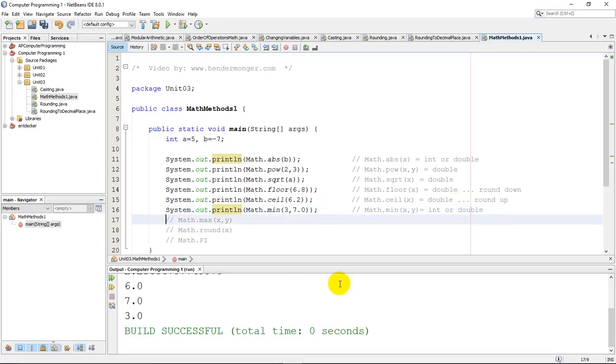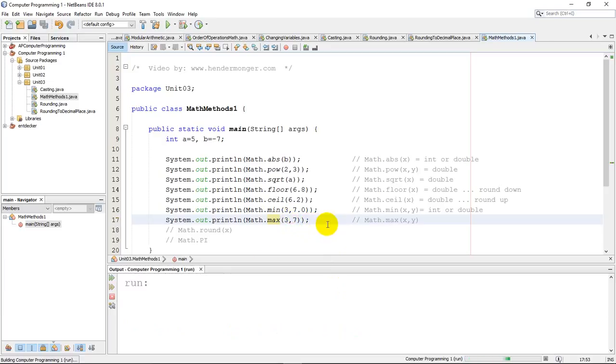Well, the next, math.max, you could probably figure out is basically the same thing, but it's going to return the larger of two numbers. So maybe I will do the 3 and the 7 this time, two integers, and again, this will give me an int or a double. These are both ints, so it's going to return an int. And this time it will return the 7 for me because that's the larger of the two.